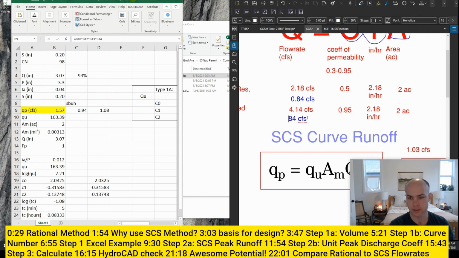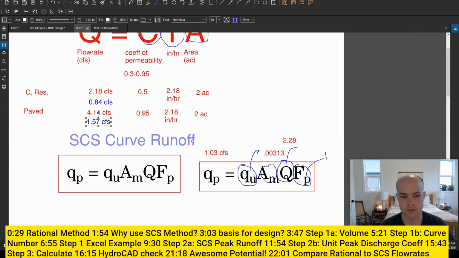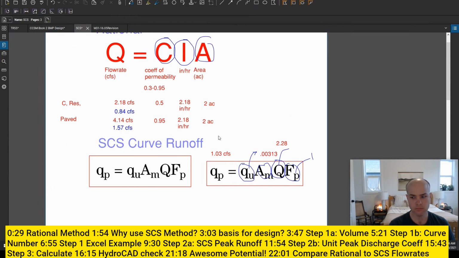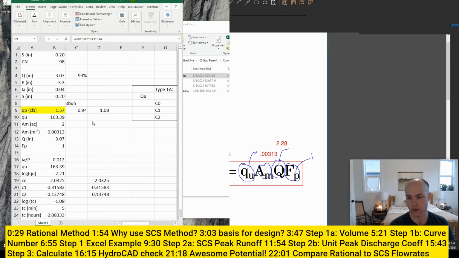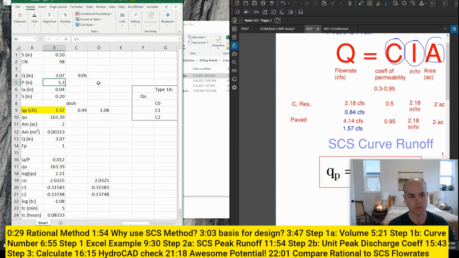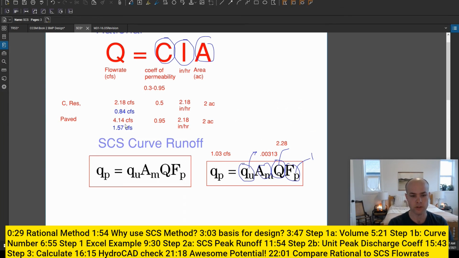So big picture, what I would say is you're trying to be conservative. Rational method in terms of pipe sizing and inlet sizing is going to be a big deal. Another way you could work around this is, instead of a 3-inch storm for 10-year, maybe you're going to design your SCS methods for a 100-year event, so you can increase the volume or the flow rate, still lower than the equivalent rational method.